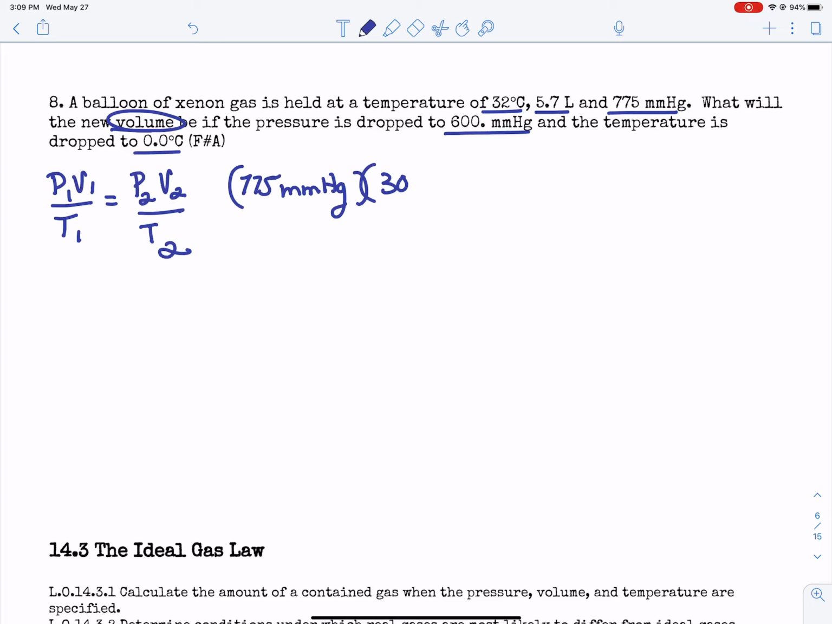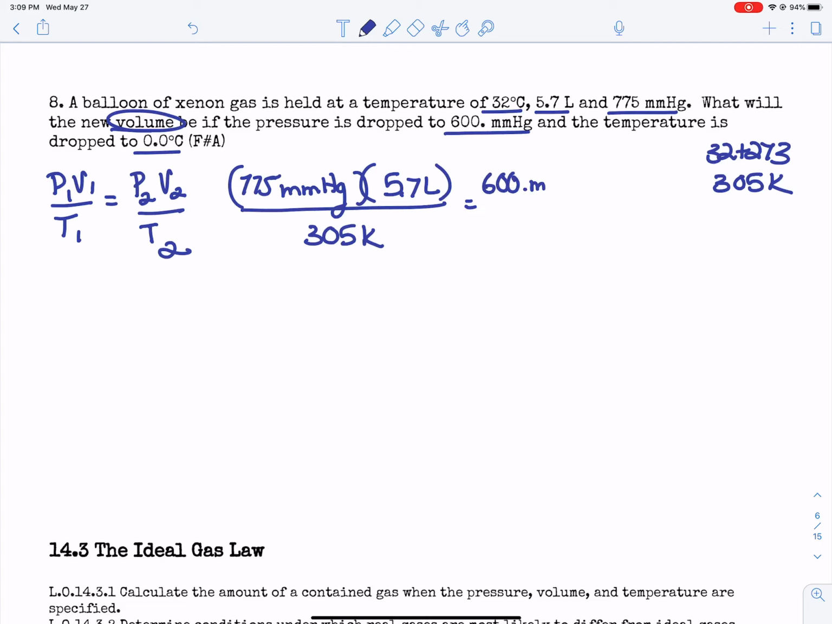My original volume, 5.7 liters. My original temperature is going to be 32 plus 273, or 305 Kelvin. That goes in the denominator over here. My new pressure is 600. millimeters of mercury. Remember that decimal point means those zeros are significant. There's my new volume that I want to solve for. And my new temperature is 0 plus 273, which is, of course, 273 Kelvin.